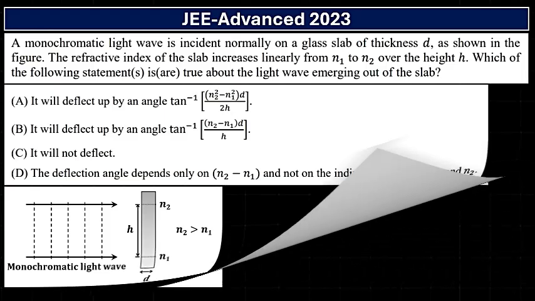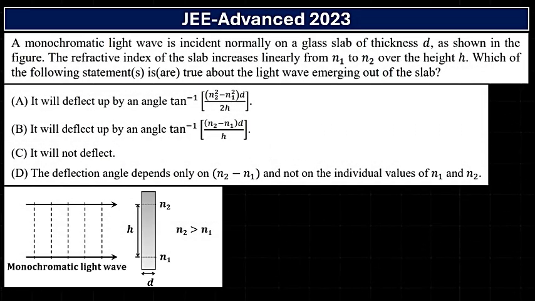Alright, and now I have a very good question of JEE-Advanced 2023. The question states: a monochromatic light wave is incident normally on a glass slab of thickness D. This is a glass slab of thickness D as shown in the figure. The refractive index of the slab increases linearly from n1 to n2 over the height h. Which of the following statements is true about the light coming off the slab?